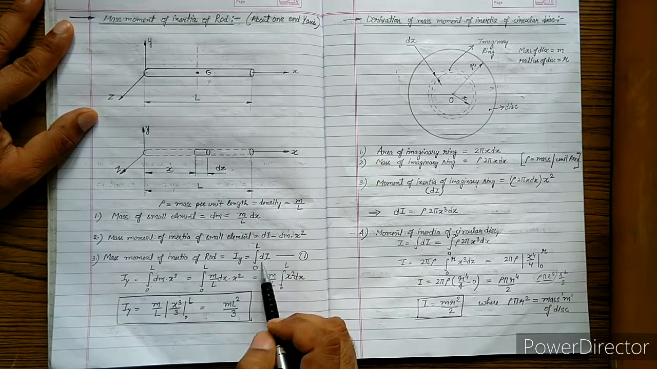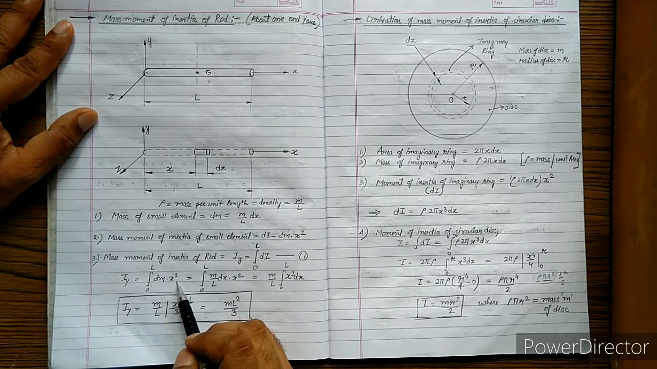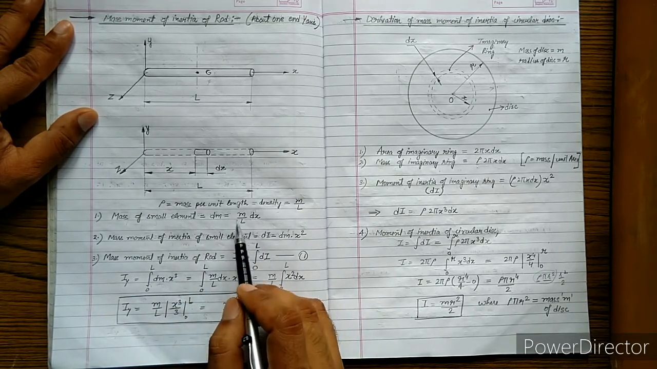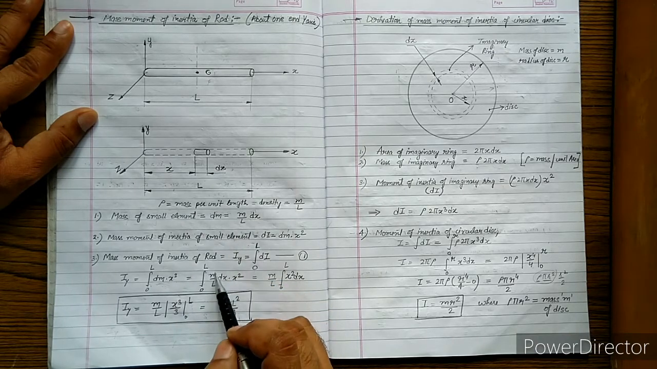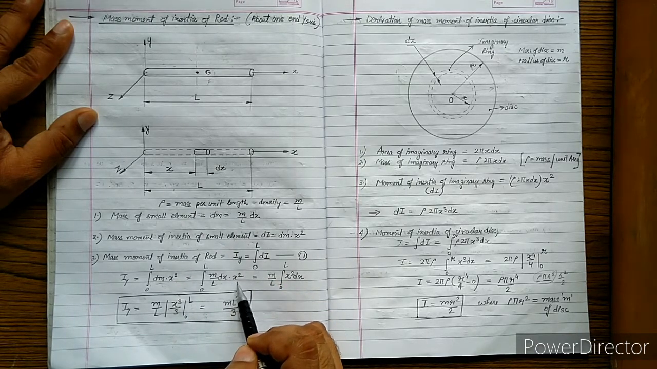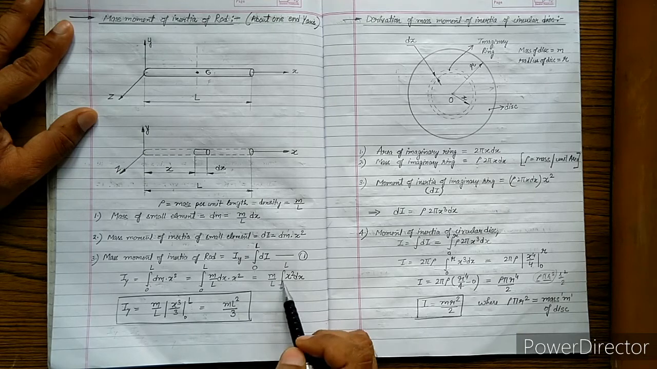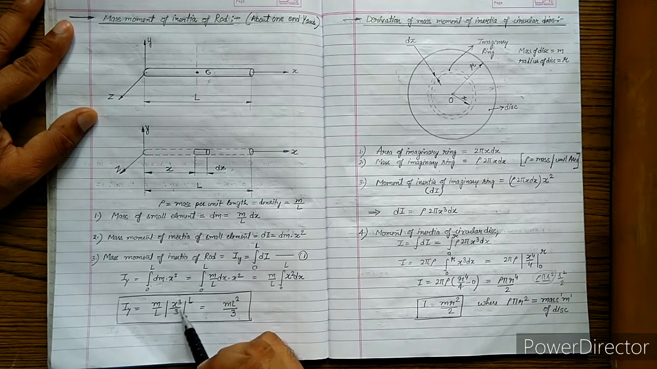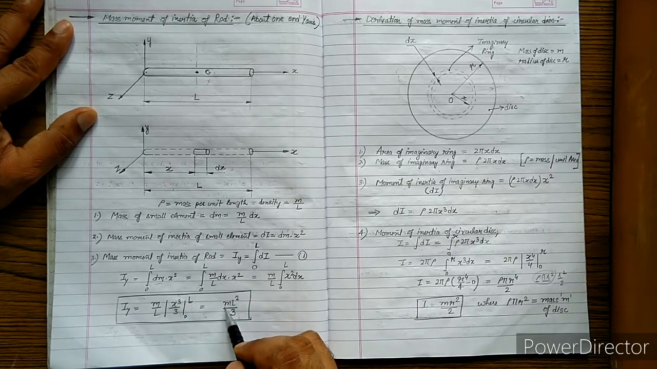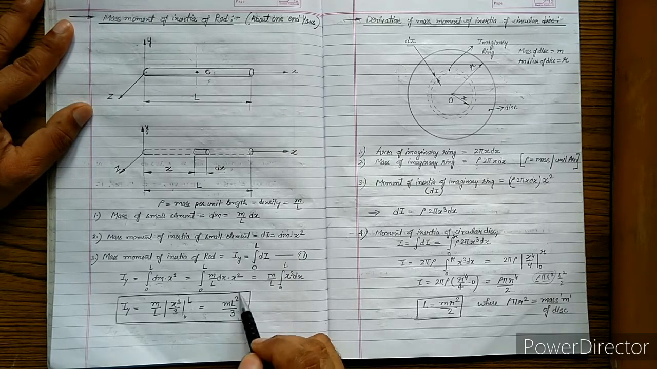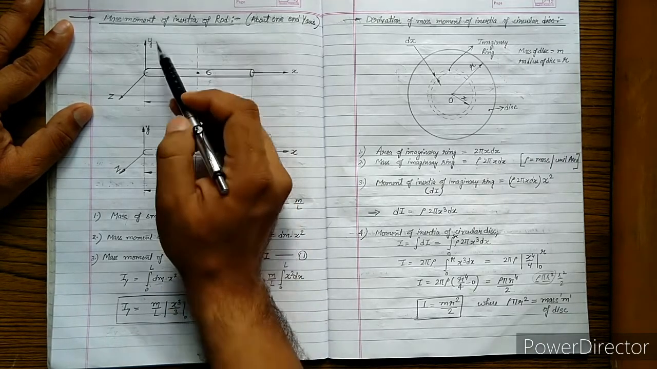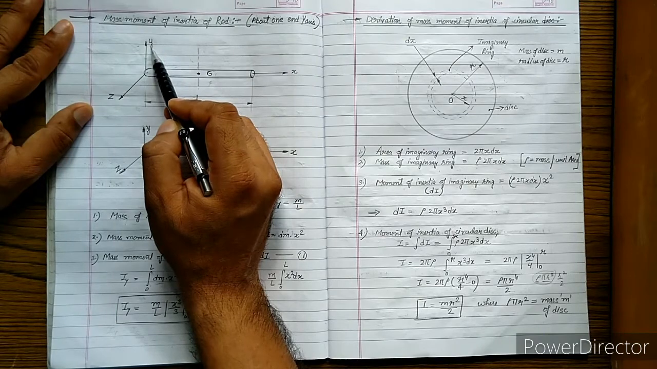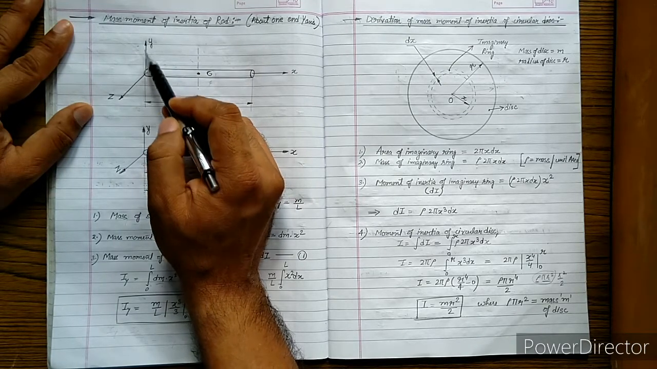So further, put the value of dI, that is dm dot x square, put the value of dm, what is that value? M by L into dx, m by L into dx dot x square. So m by L over here is constant, take outside, so take the integration of x square dx from 0 to L. So you will get x cube by 3, put the value of L, so you will get mL square by 3. So this is the mass moment of inertia of the rod about y-axis when it is placed at one end of the rod.